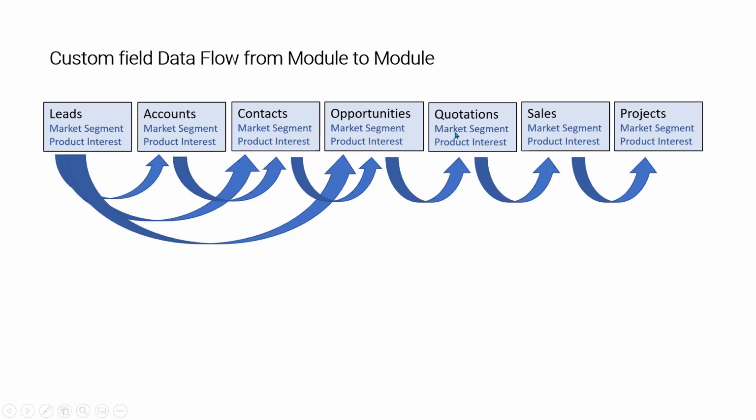But any of these, once it's in the module, when you do the conversion of a quote to a sale, or a quote to a project, or a quote to an opportunity, data will flow. And then also, as I just mentioned, if you have enhanced activities, then you can put these custom fields into an activity record. And when you create a new activity, that data will flow into it.